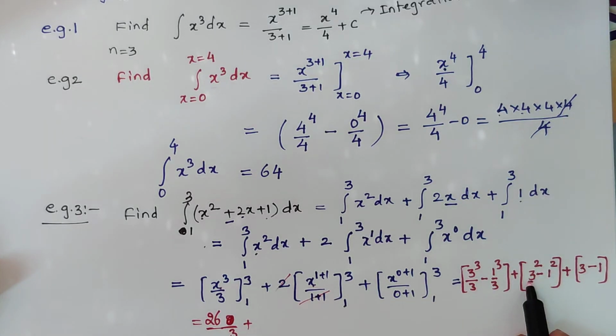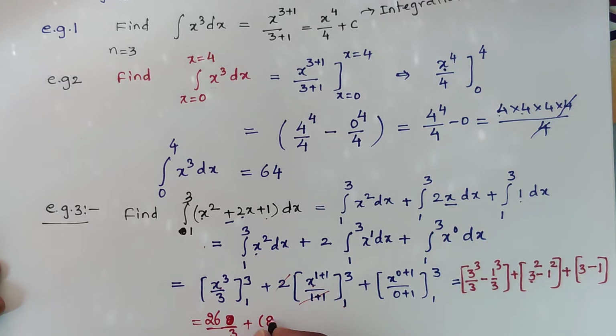Plus 3 square is 9 minus 1 square is 1, 9 minus 1 is 8, plus 3 minus 1 is 2. So the final answer is 10 by 3 plus 26, 56 by 3 is the final answer.